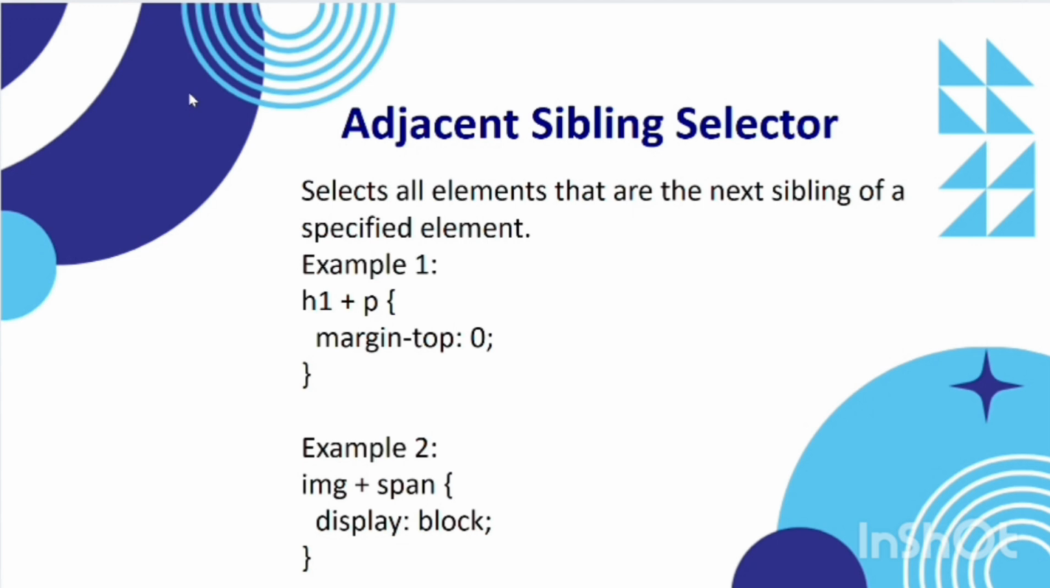Now moving to another slide, which is adjacent sibling selector. The adjacent sibling selector targets the next sibling only. We use the plus symbol in adjacent sibling selectors. Let's take an example. H1 plus P, open curly braces, margin dash top colon 0 semicolon, means only the paragraph that comes immediately after an H1 tag will have no top margin.